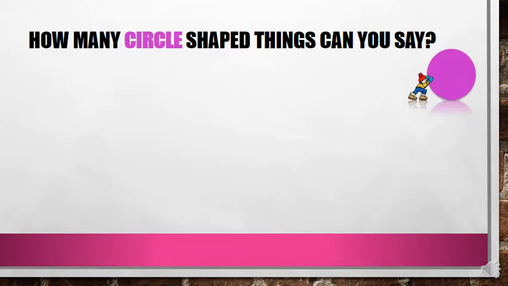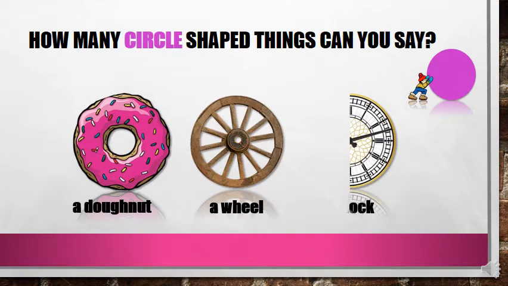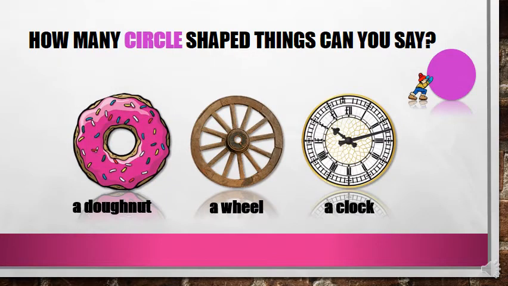How many circle-shaped things can you see? We have 3 pictures. The first one is a donut, the second one is a wheel, and the third one is a clock. So you have to count how many circles in every object, and you have to tell me when we have any meeting in Zoom Live how many circles.